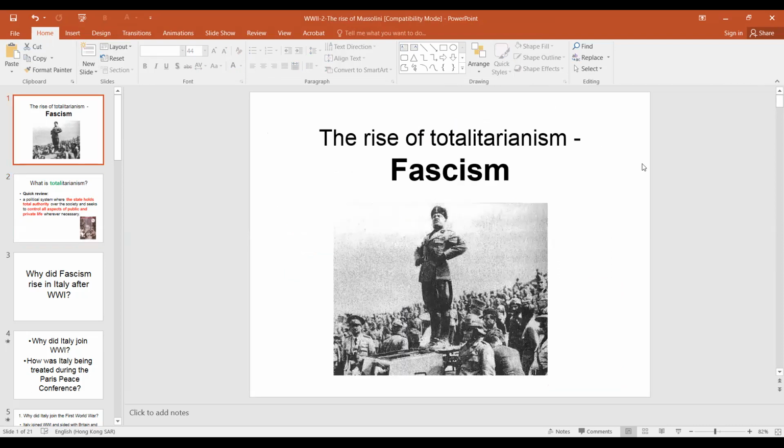Okay, so in the previous lessons, we have talked about one of the totalitarianisms in Europe, which is Nazism in Germany. And today we are going to focus on Fascism in Italy.